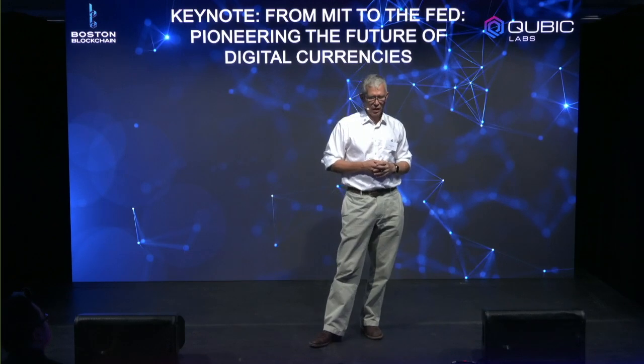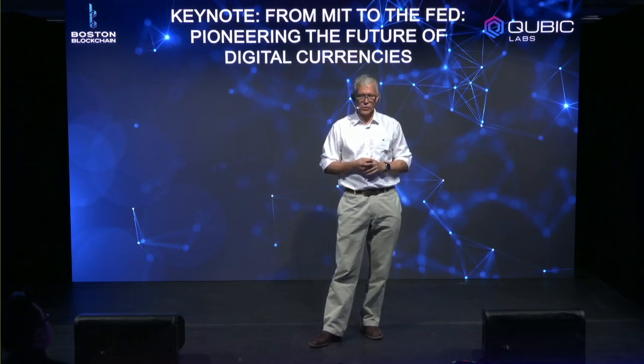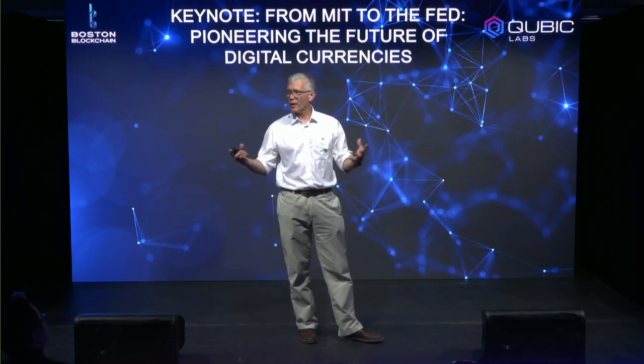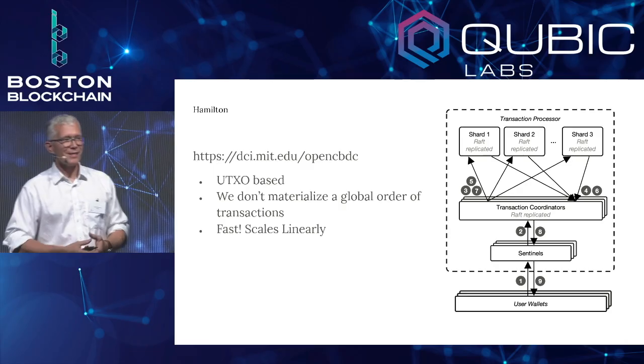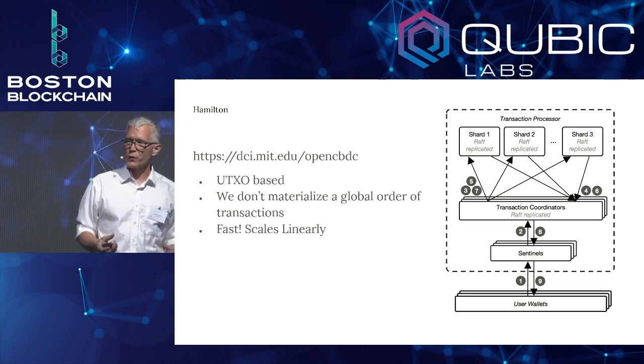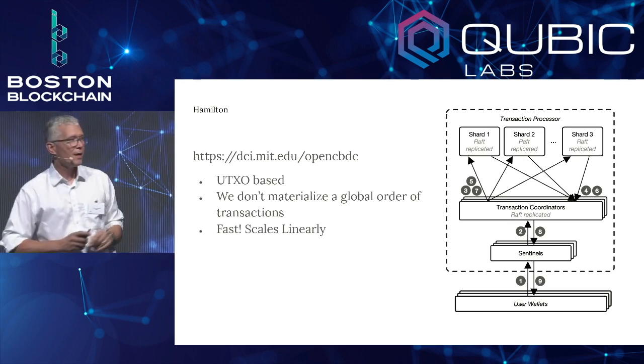We built this system, we scaled it out. Turns out it kind of ran into a wall around 120,000 transactions a second that we could not get beyond. And then we realized, hey, the way to do this is just to not materialize a global order of transactions. I'll keep coming back to that.